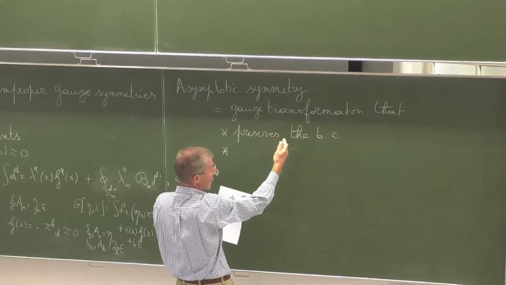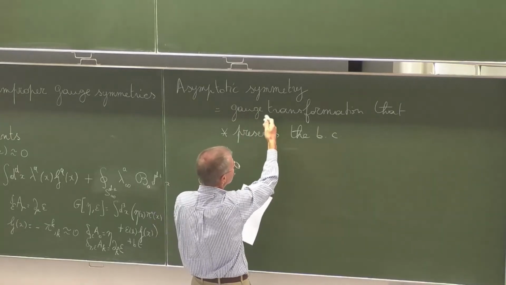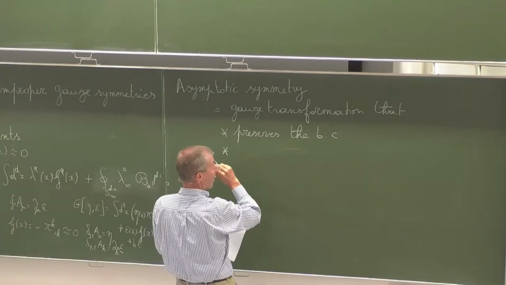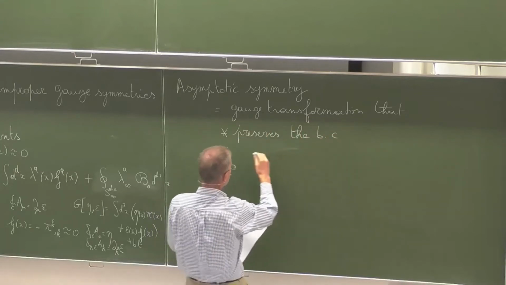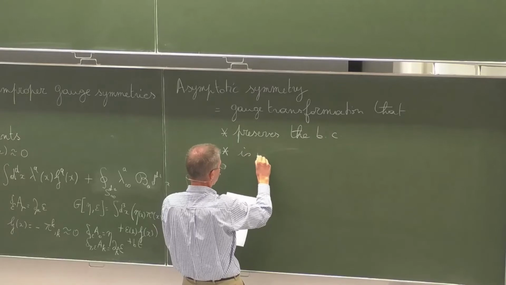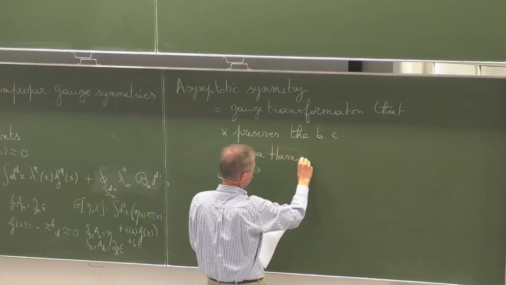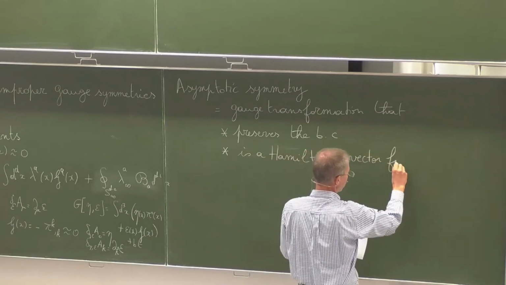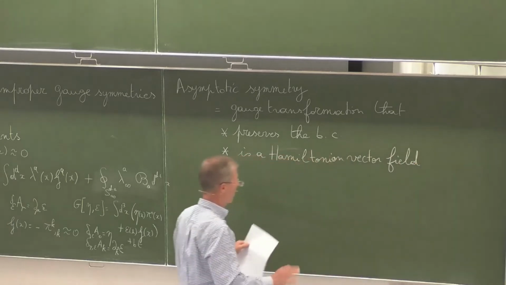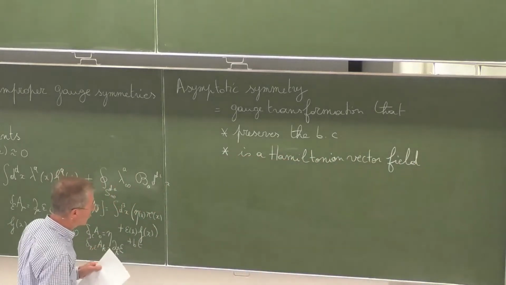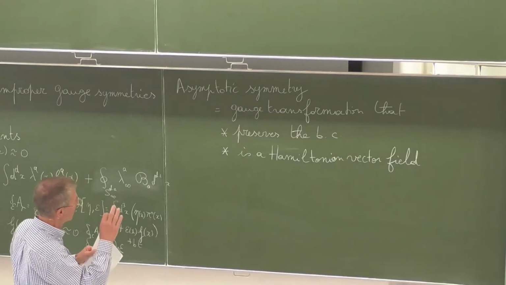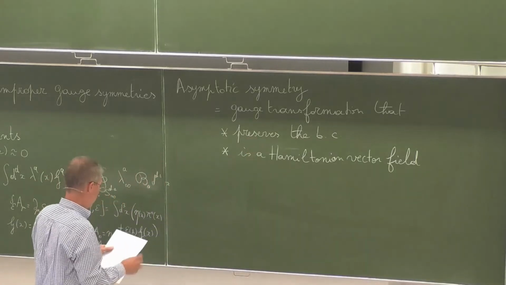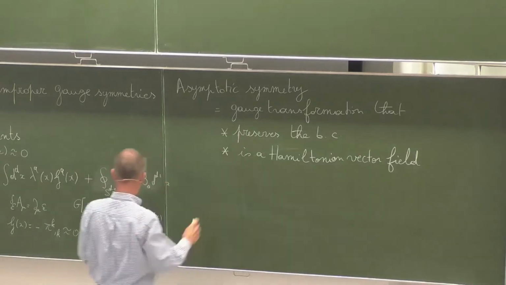It's a transformation, so it's a vector field. I'm looking at infinitesimal transformations. So the corresponding vector field should be Hamiltonian. The gauge transformation is a Hamiltonian vector field. It has a canonical generator. And the only thing that this means is that it preserves the symplectic structure. It doesn't mean that it necessarily commutes with the Hamiltonian. For a symmetry, I might add that statement, but for the moment, I'm just asking these two things.